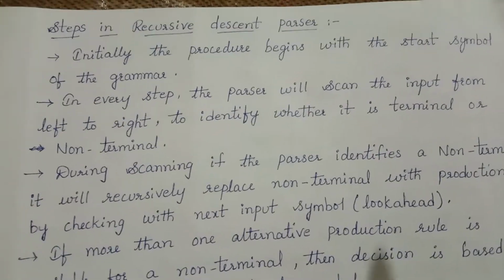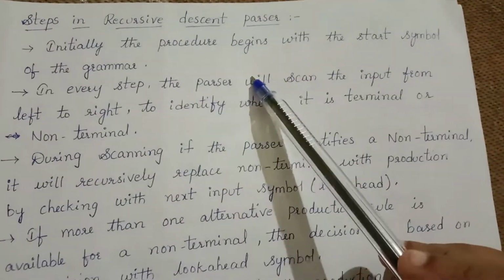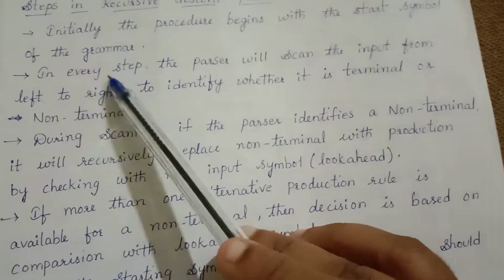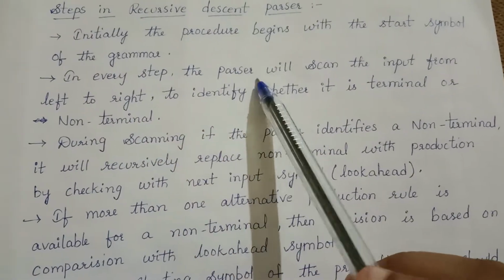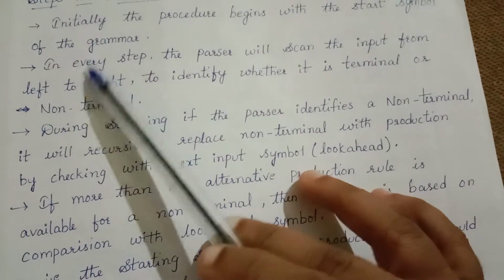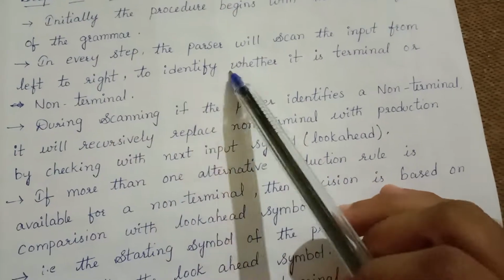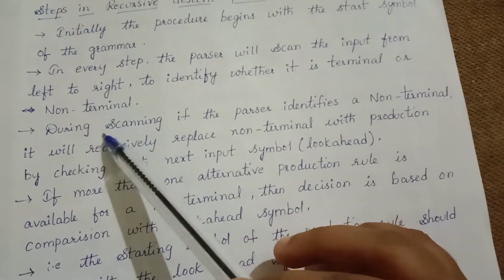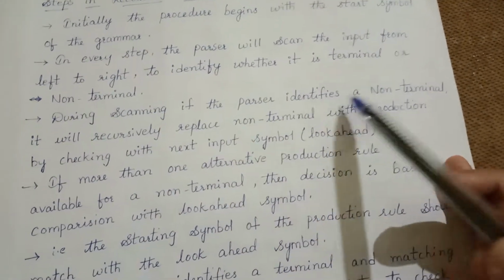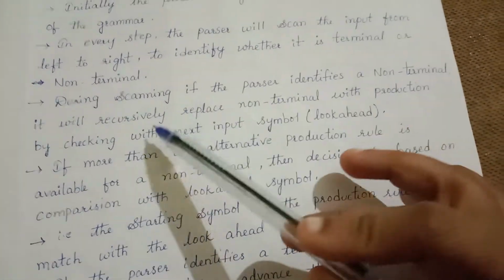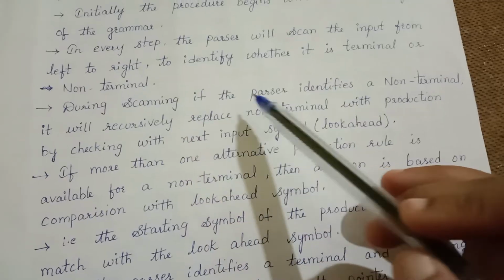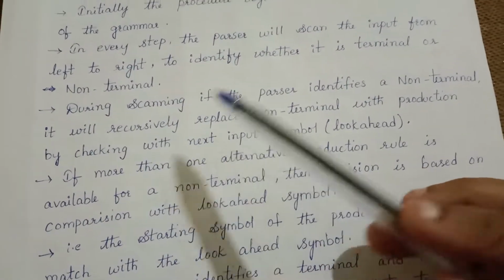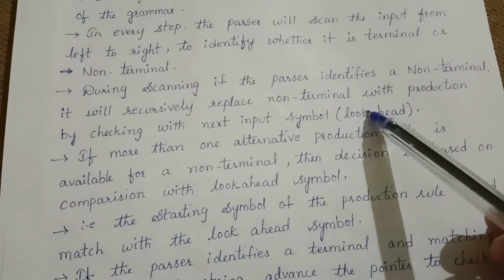Steps in recursive descent parser. Initially, the procedure begins with the start symbol of the grammar. In every step, the parser will scan the input from left to right to identify whether it is a terminal or non-terminal. During scanning, if the parser identifies a non-terminal, it will recursively replace the non-terminal with a production by checking with the next input symbol, that is the look ahead.